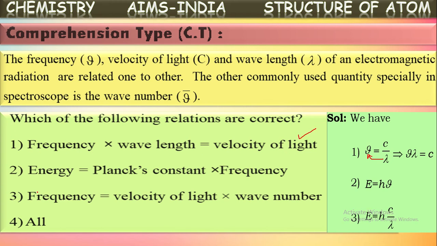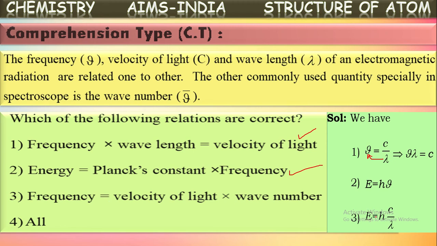It is correct. And if you see the second one, it is nothing but Planck's equation. E is equal to h nu. That is, energy is equal to Planck's constant h into frequency nu. So this is also a correct relation. What's the third one given? Frequency is equal to velocity of light into wave number.